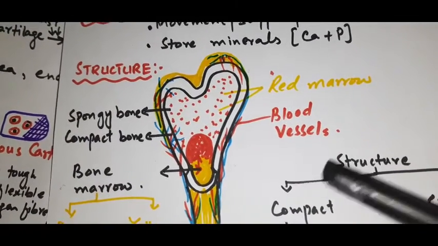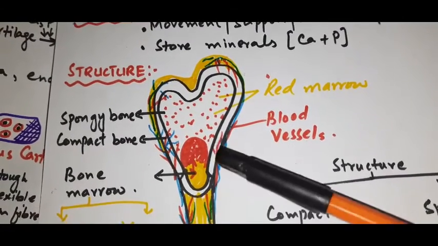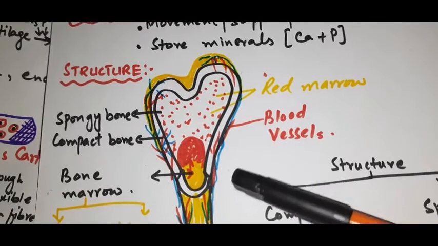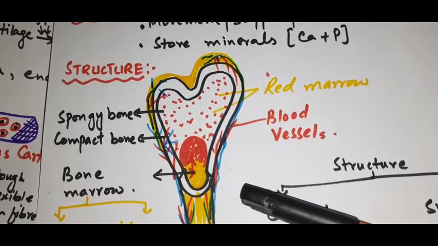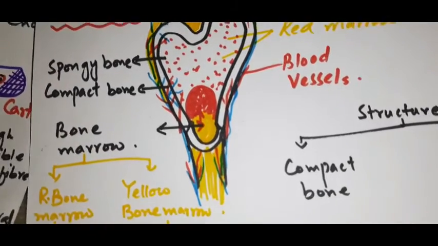So we know that the cartilage contains a single type of cell. But on the other hand, here in bone, we have three basic different types of cells. So here the mature bone cells are known as osteocytes.